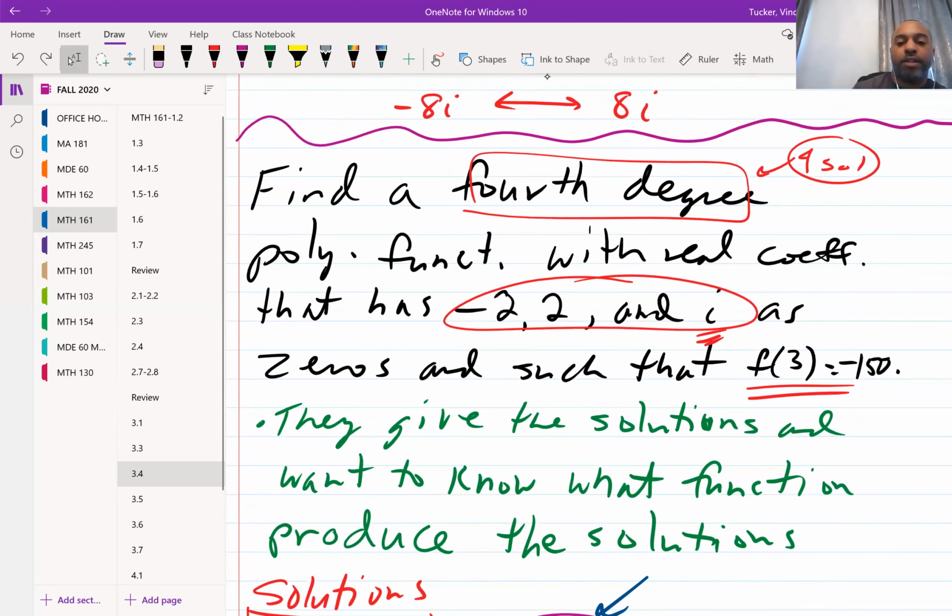And that's what I just said right here in the green. They give the solutions and want to know what function produced the solutions. So just make sure we understand what they're asking for when you see this type of set of instructions.